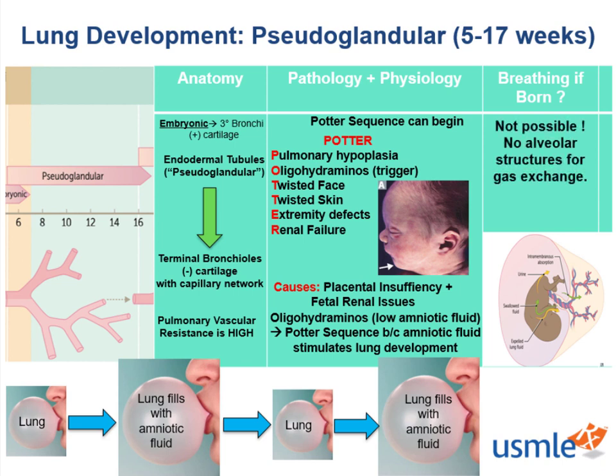Lastly, it is not possible for the baby to breathe if they were born at this stage, as no alveolar structures exist for gas exchange. We only have terminal bronchioles in the pseudoglandular stage.